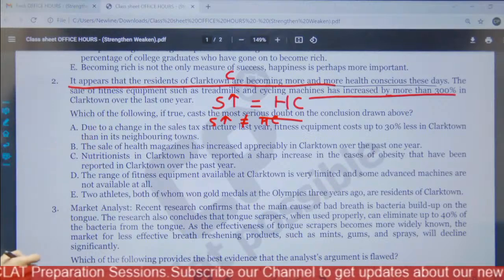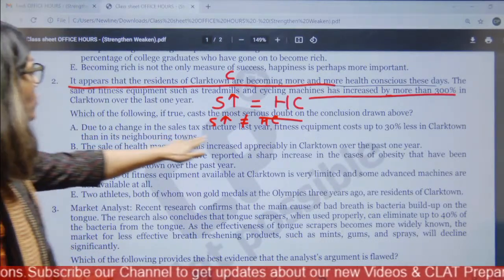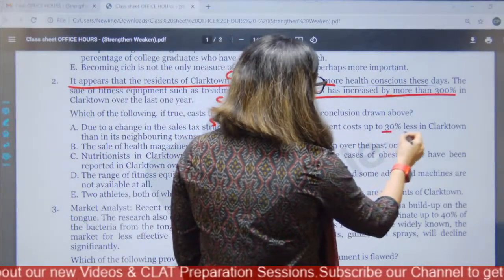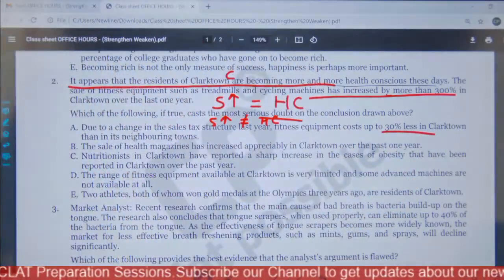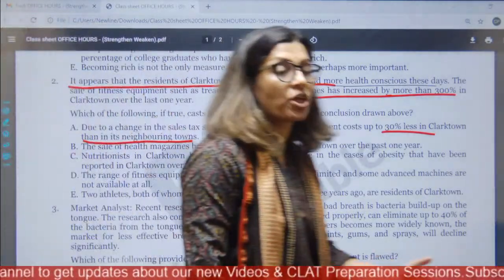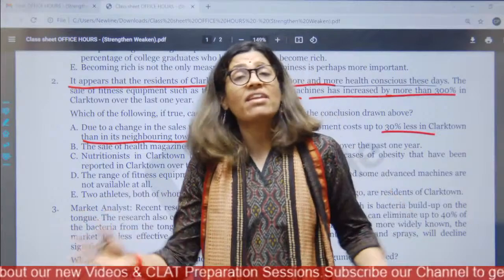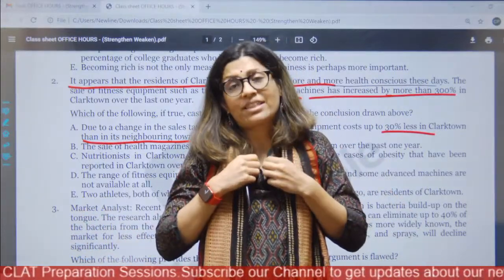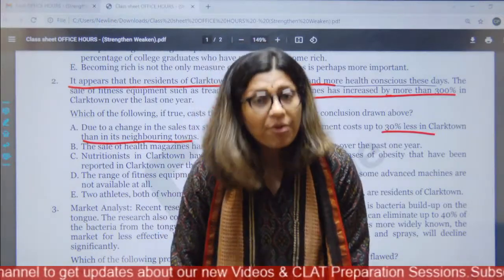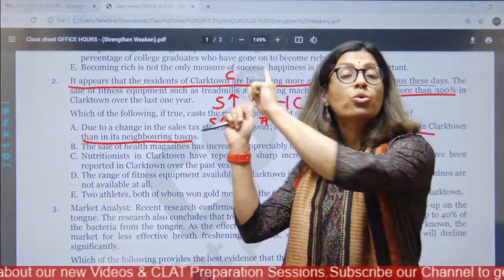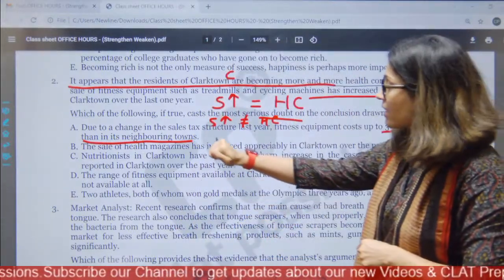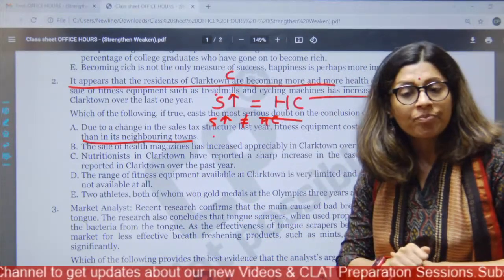Now, let's look at the first option. Due to a change in the sales tax structure last year, fitness equipment costs 30% less in Clarktown than in its neighboring towns. Now, when you read this option A, you might say, okay, it's irrelevant. Where does it talk about tax and all? But remember, we have to find new information and connect it to the argument. That's the thing you have to learn. Now, how can we connect this to the argument? Can we? Let's see.